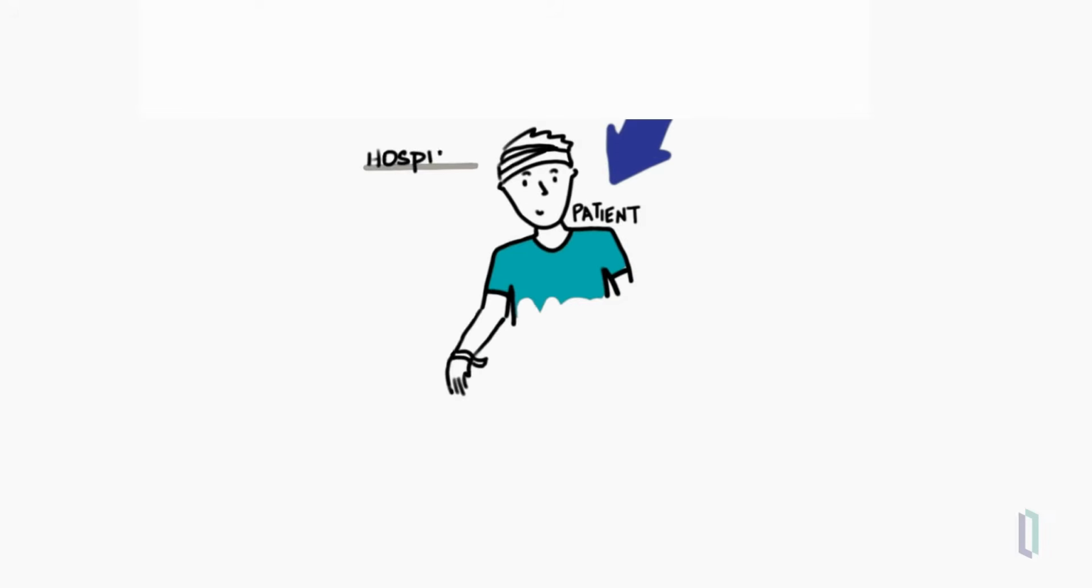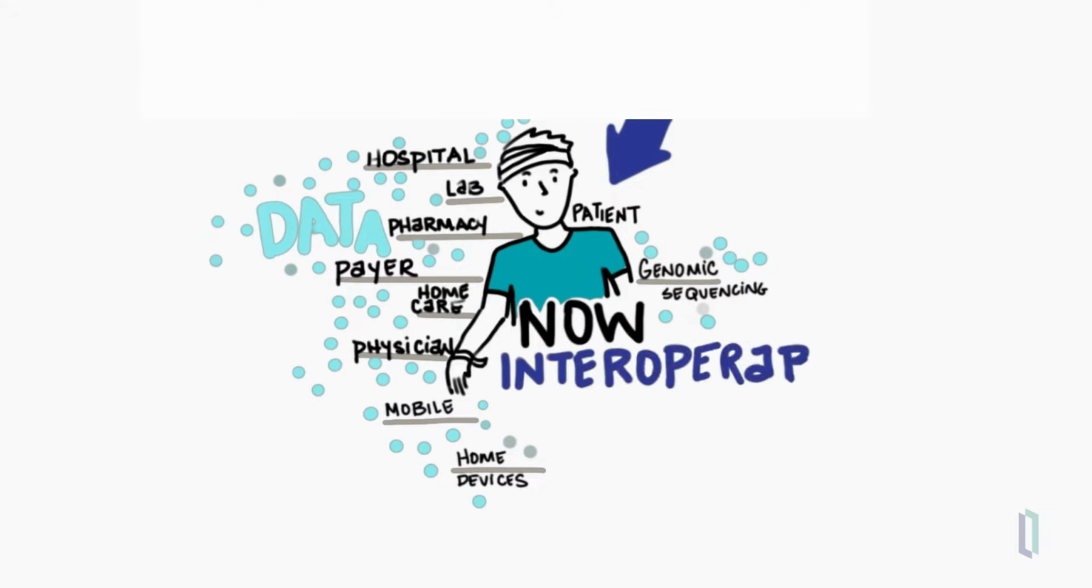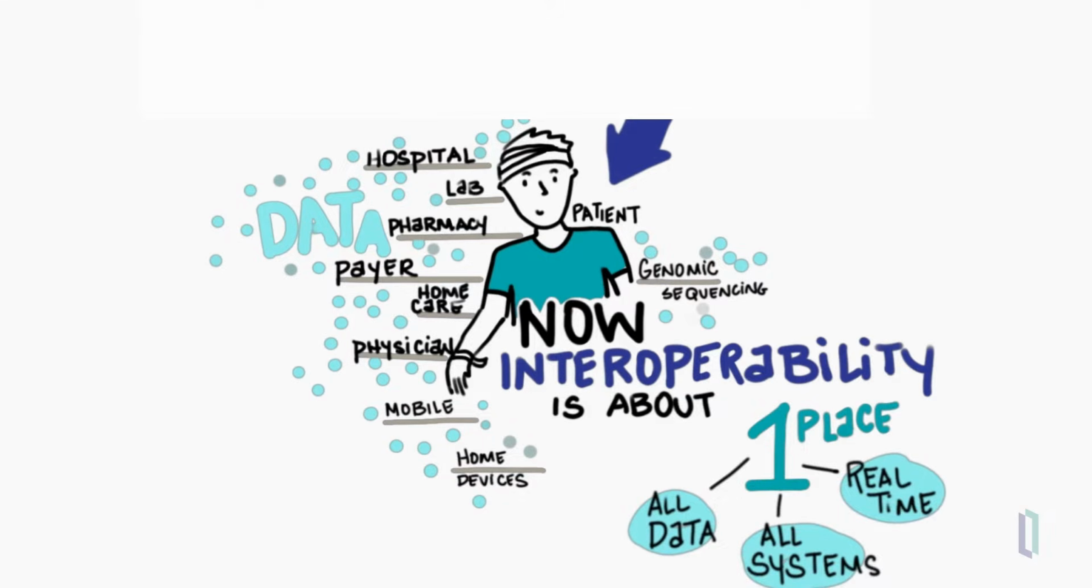But we all know that now there's data in a lot of places besides the hospital. There are more systems in the hospital, but there are also payers who have systems. Patients have mobile devices and home devices that have data. Genomic sequencing labs have data. And there are an ever-increasing number of places that we find data about individuals.